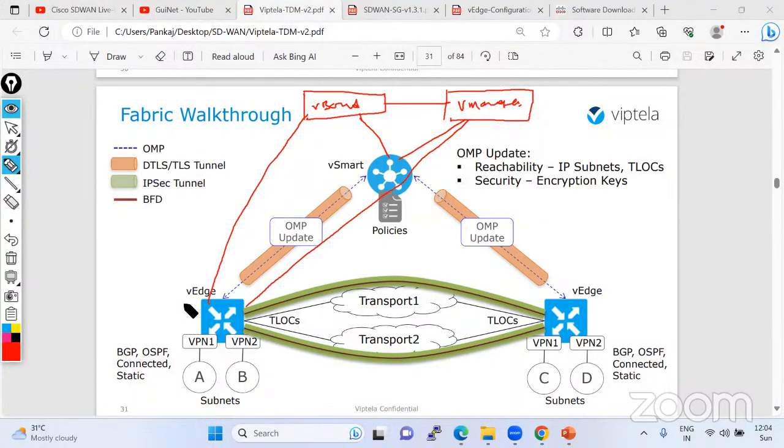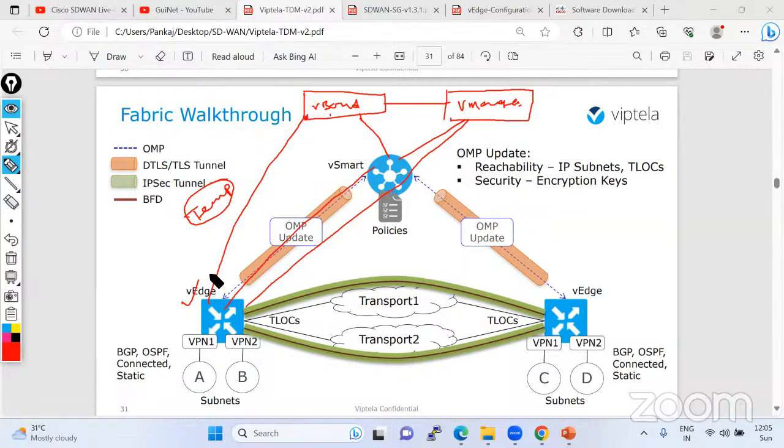This is clear. This VH will communicate to the vBond also. It is also going to communicate to the vSmart, and to the vManage also. So why do they communicate to the vBond first time? This is a temporary connection. Why? I'll explain at a later stage.